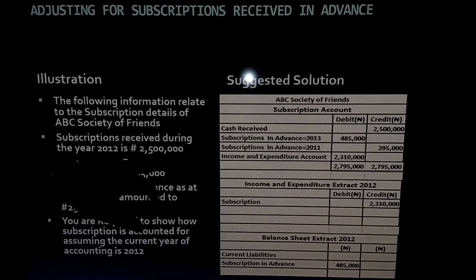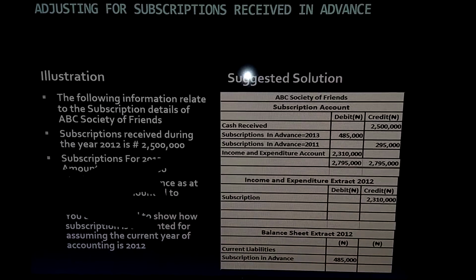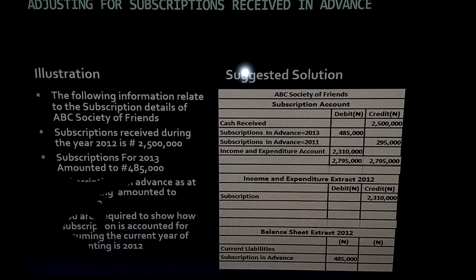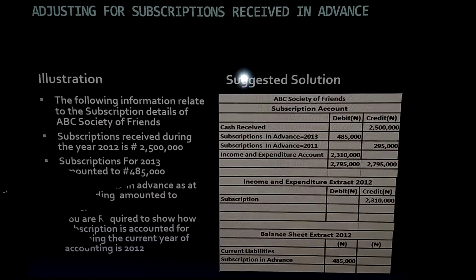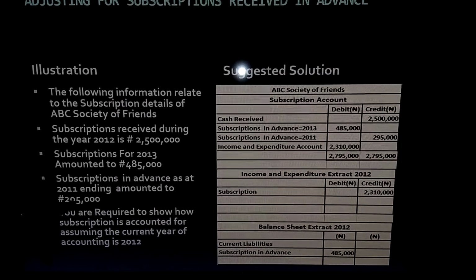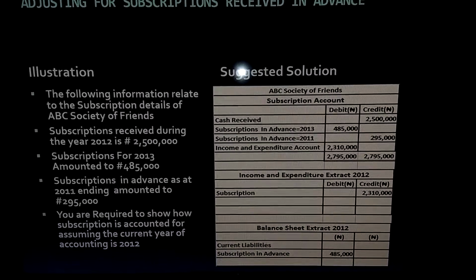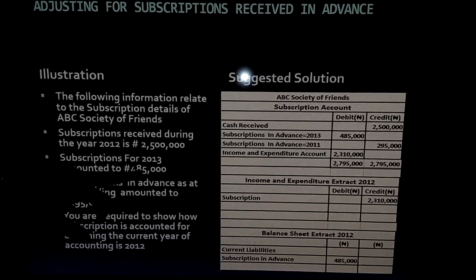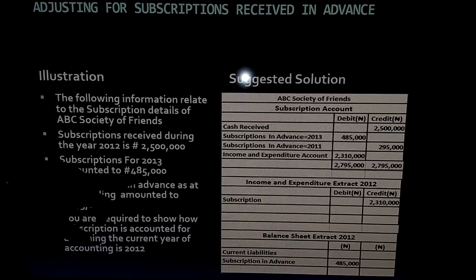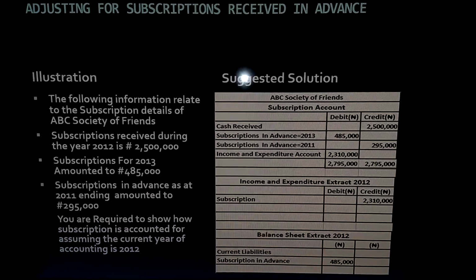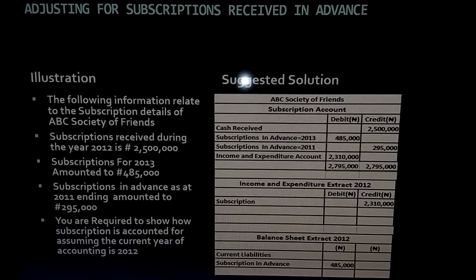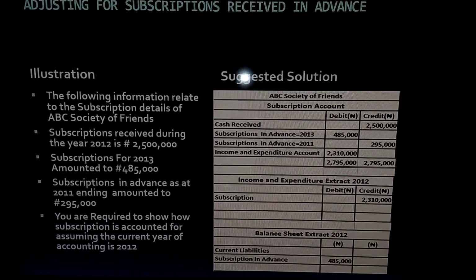Because you deduct subscription in advance at the end of the accounting year, you're going to deduct 485,000. But because you add at the beginning of the year, you're going to add 295,000. And because the accounting year of reporting is 2012, this 485,000 that is received for 2013 will be a current liability. Why? Because you have received from members what they are not supposed to have paid you, so you are owing the members.